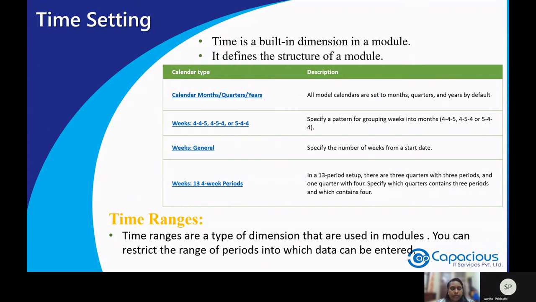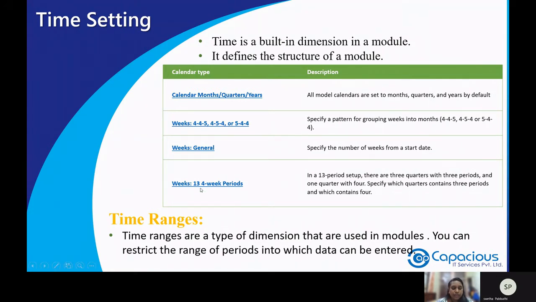Next we'll talk about week 4-4-5, 4-5-4, 5-4-4. It represents weekly data, and it is a pattern of grouping weeks into a month. Next is weeks general. This represents a number of weeks from a start date. If we give a start from Jan, it will specify the number of weeks: week 1, week 2, week 3, week 4. It will represent like that.